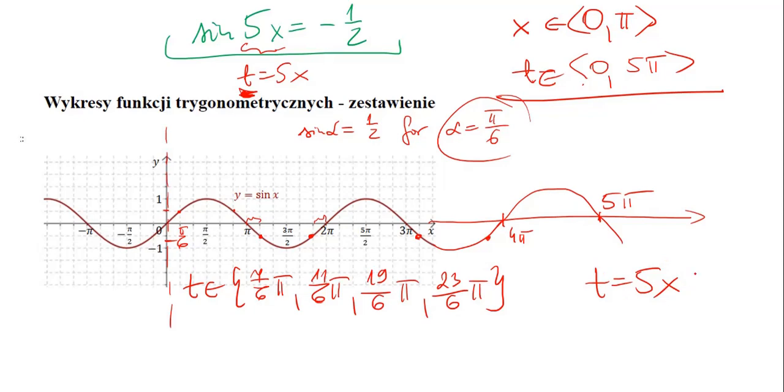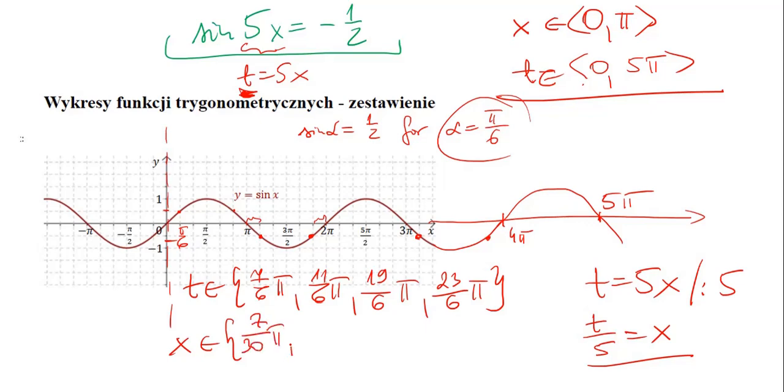We have to divide by 5, and t divided by 5 gives us x. So down here we are going to calculate the x's. So 7/6 pi divided by 5 is 7 over 30 pi. Then we have 11 over 30 pi, and then 19 over 30 pi, and then 23 over 30 pi. Right, so we got the answer.